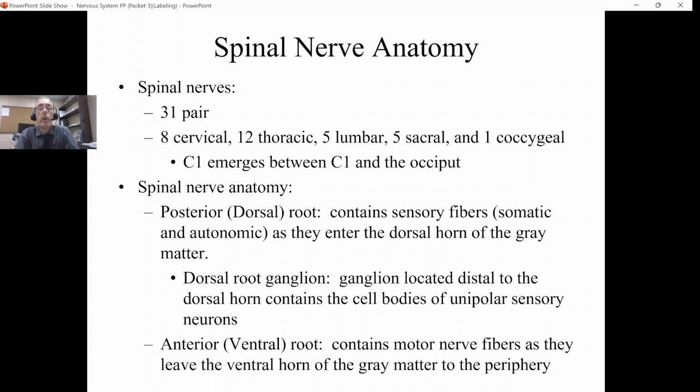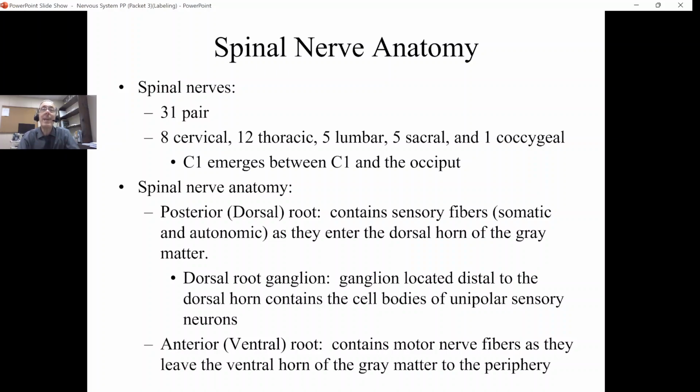In this lesson, we'll continue our discussion of the spinal cord by taking a look at how these spinal nerves emerge from the spinal cord. So we know from previous lessons that there are 31 pair of spinal nerves that emerge from the spinal cord. Let's take a look at how we divide them up.